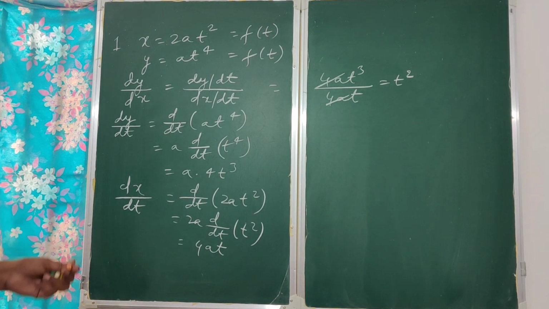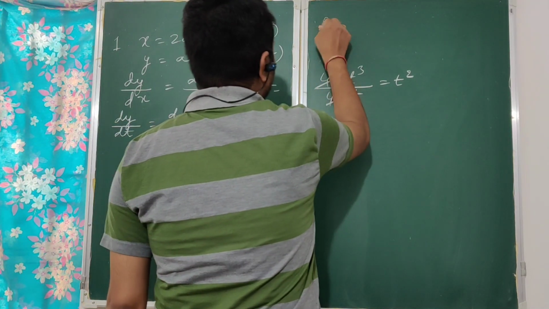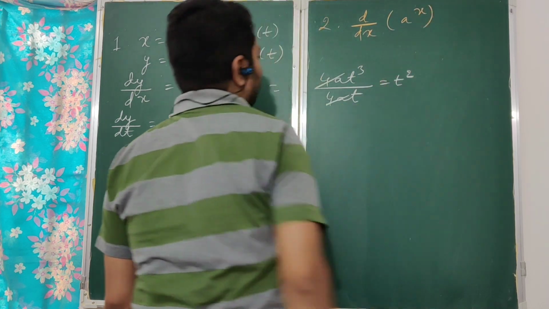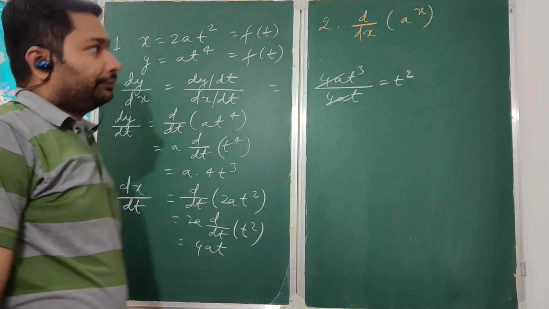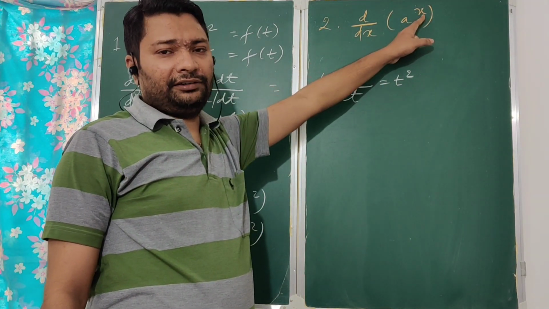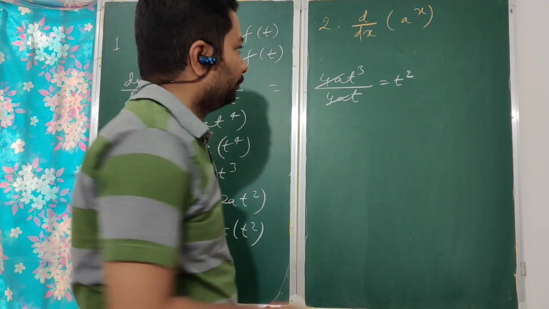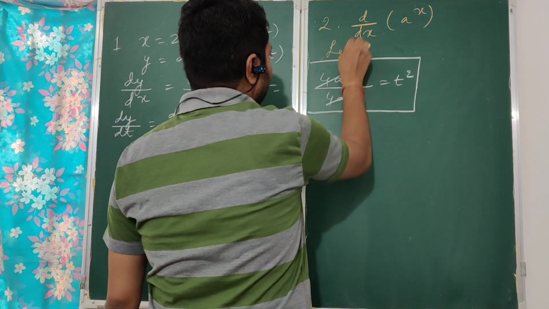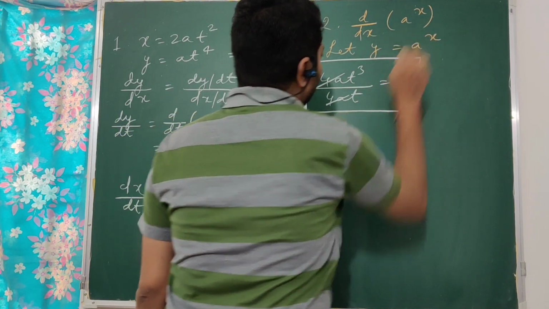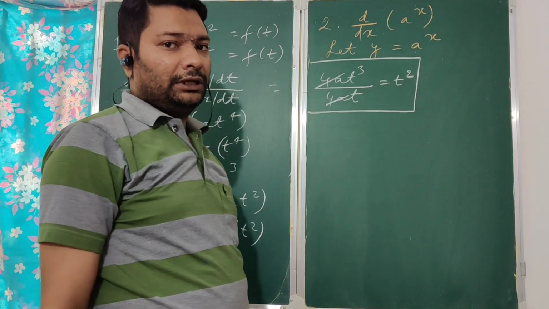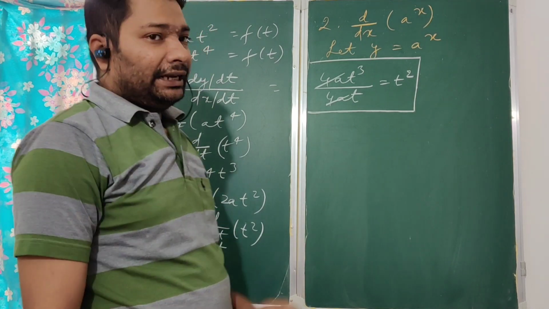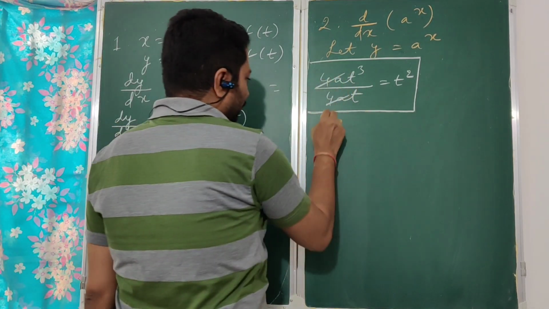Now let us try to differentiate another function. Let us say we want to find out d by dx of a to the power of x. Now you see here the variable which has to be differentiated is in the power. So what should we do? We can do it like this. Let y is equal to a to the power of x. Now I have told you that whenever you find variables in power which have to be differentiated, you take natural log on both the sides. So take natural log on both the sides of the equation.